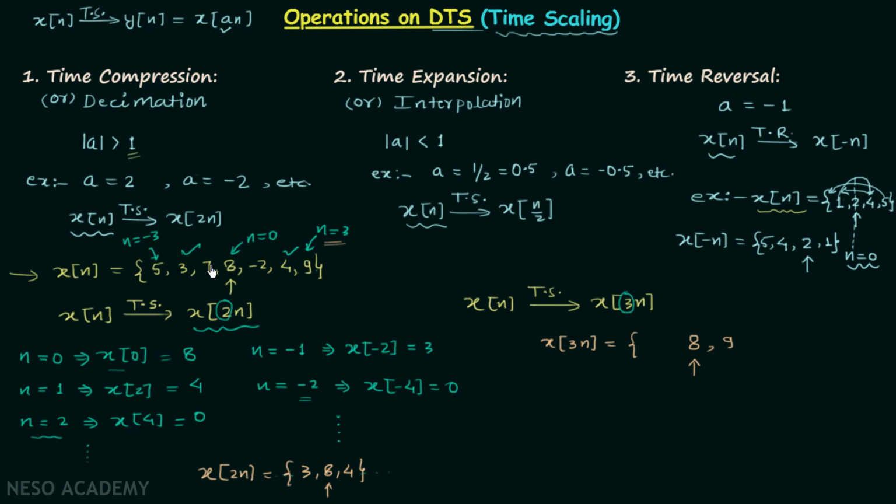We will neglect this. 3 is present when n is equal to minus 2. Again we will neglect this, but 5 is present when n is equal to minus 3, which is an integer multiple of 3. Therefore we will accept 5. So finally we have obtained x3n equal to 5, 8, 9.